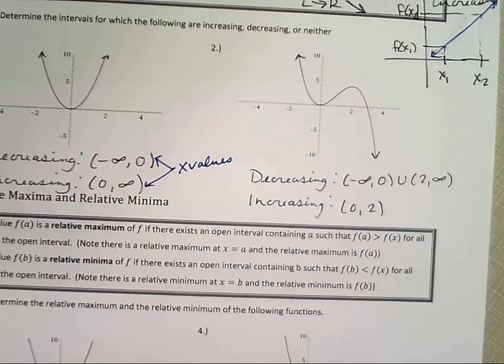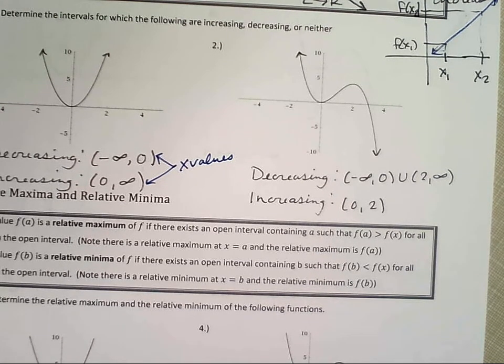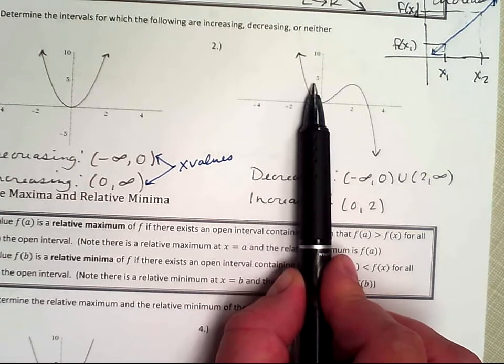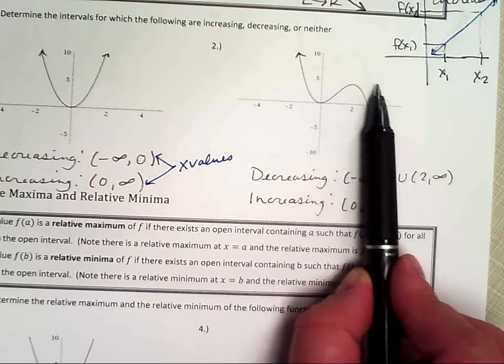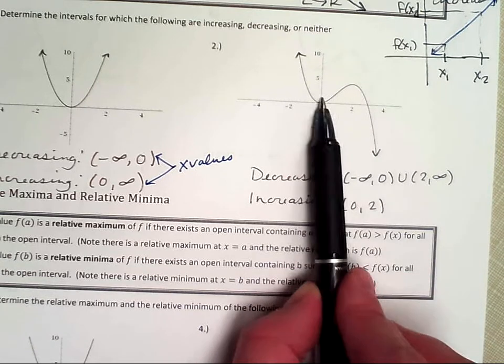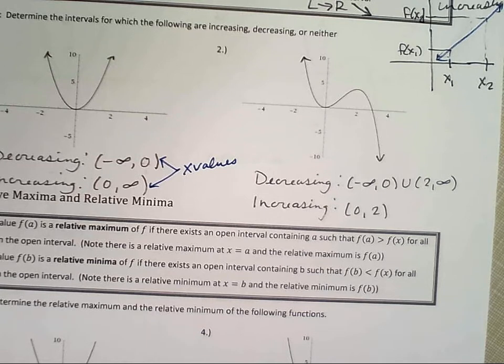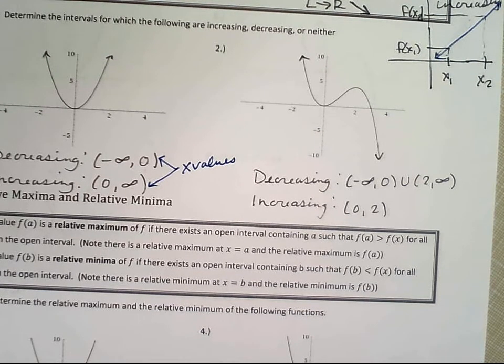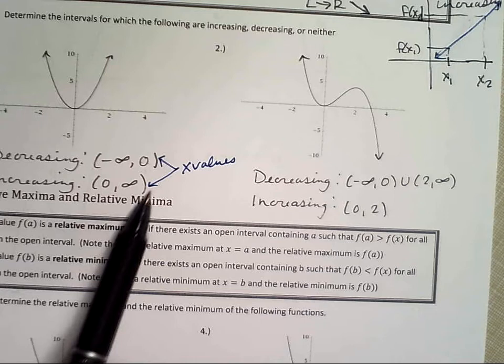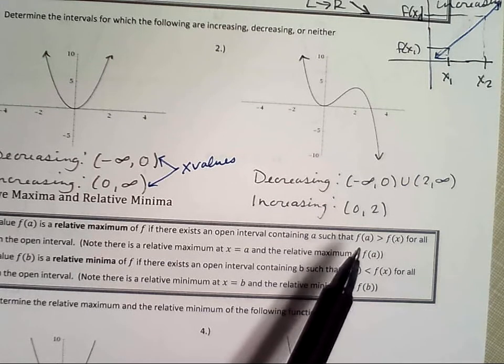Did I get it right? So again, I'm looking at my domain, my x values for this. Left to right, I'm going down from negative infinity to 0, and then from 2 to infinity I'm going down too, right? Between 0 and 2, left to right, it's going up. That's it. So that's increasing and decreasing. Are we good with that? Again, the intervals I'm talking about are my domain, my x values.